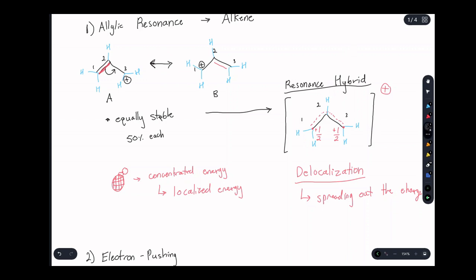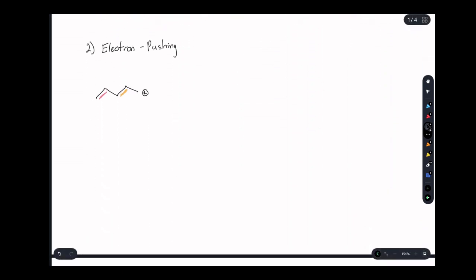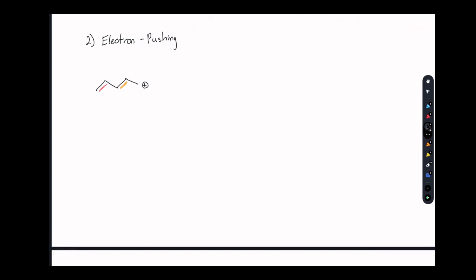Now, considering all this, there's one more way you might see this in a very similar case, which is a longer molecule. And this has to do with electron pushing. So in a question like this, you may be asked to draw all the resonance forms of a molecule like this. Now, to do this, there are two ways you can go about it.